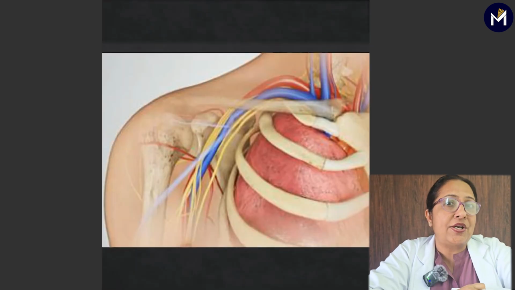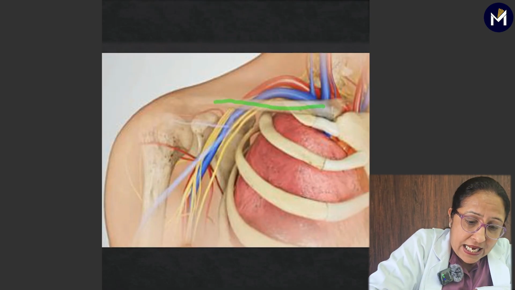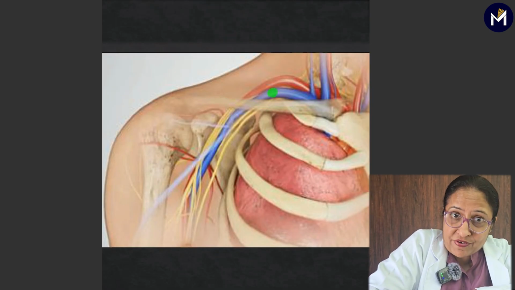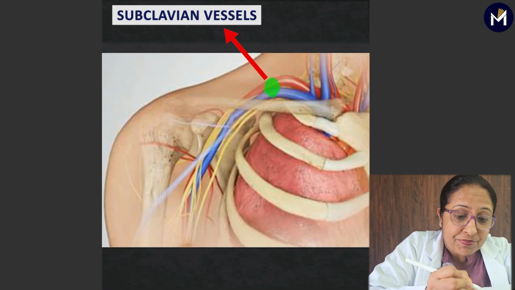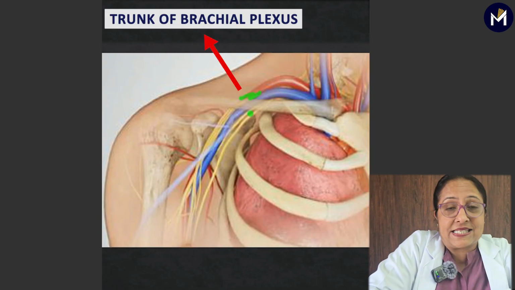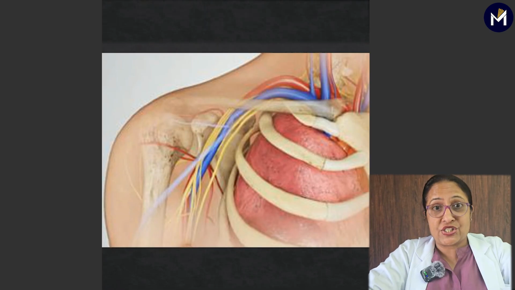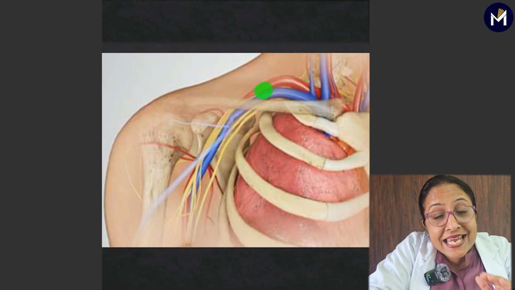The next thing that you should know is, just behind and beneath the clavicle are the subclavian vessels and the trunk of the brachial plexus. If the clavicle is fractured, these are the structures which will be injured.